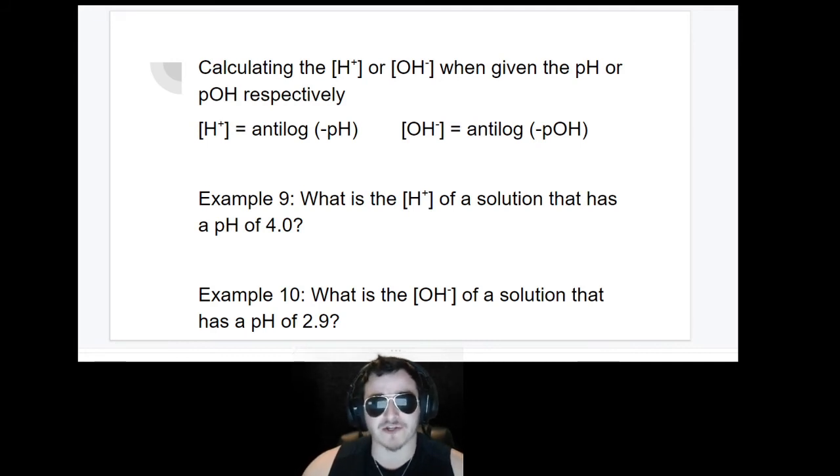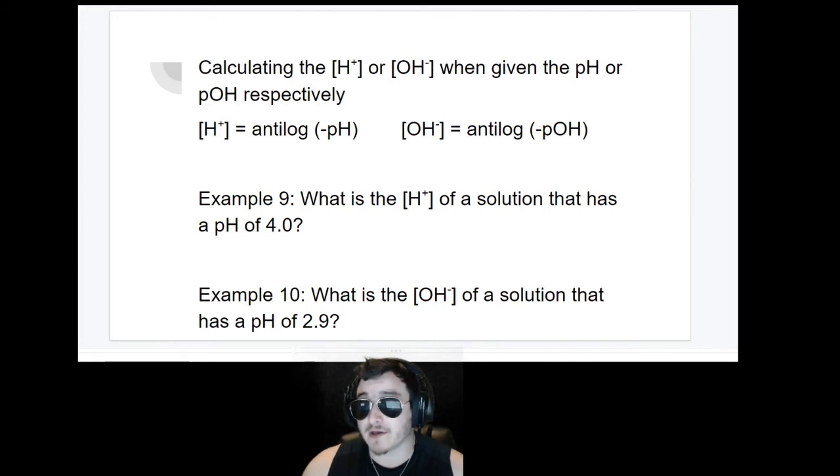Let's look back at our calculators here in just a moment. It says that to solve for the concentration of H plus, I need the antilog of the negative pH. Pay attention to those negatives. You have to put those in there. If you don't, you're going to get it wrong. And to solve for the OH minus, the concentration of hydroxide, I need the antilog of the negative pOH.